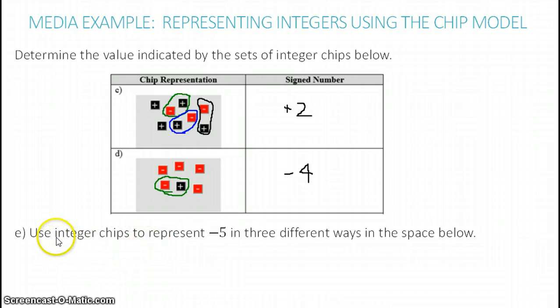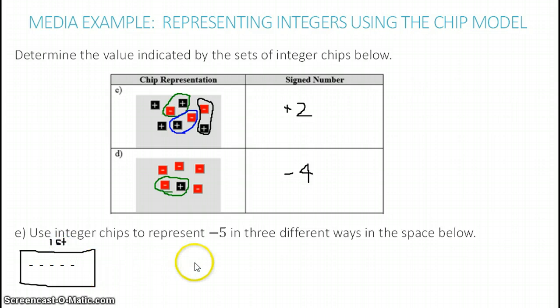In this last question, we're asked to use integer chips to represent negative 5 in 3 different ways in the space below. Well, the easiest way to represent negative 5, let's use a text box here, is to use 5 negative chips. Okay, so there's my 5 negative chips, and these equal negative 5. I'm going to put it in a little box so we know it's one of our representations. So I'm going to write first way, so this is the first way we're representing negative 5.